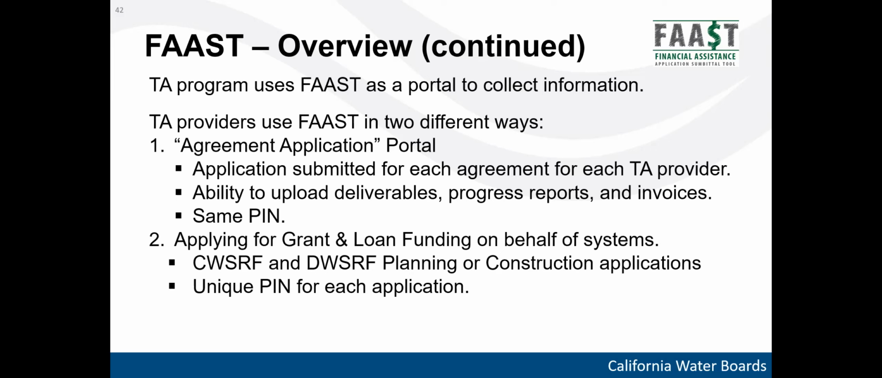So knowing which one of those you're going to be applying for on behalf of a system, or whether the assigned work would be uploaded as a deliverable, that distinction is made in what we refer to as an AR assignment email. That email will let you know whether you're doing a full planning project, or if you're preparing and submitting a planning application, and whether it's clean water or drinking water. So you're always going to want to refer back to that AR assignment email.